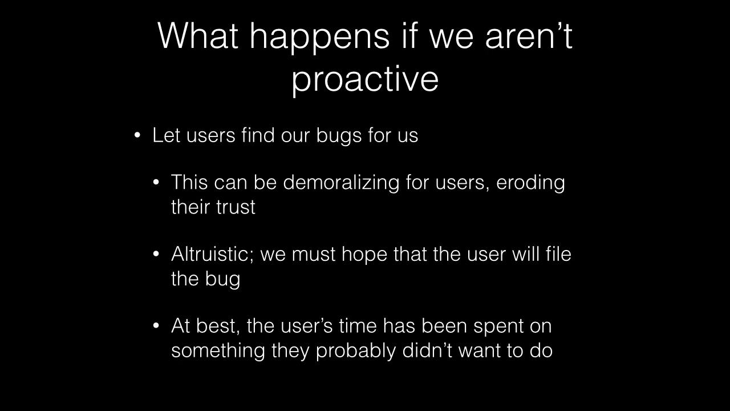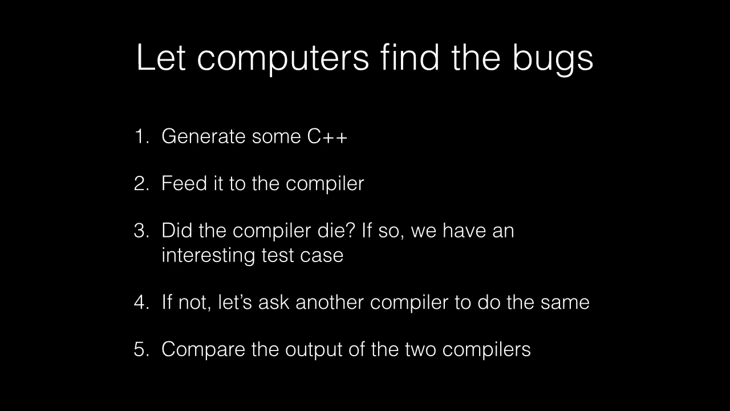So instead, we can try to let the computers find the bugs. I like this approach a lot. And it's conceptually very simple. We just generate some C++ and feed it to the compiler. If the compiler died from eating our C++, then we have an interesting test case. If the compiler lived, let's ask another compiler. And if they disagree about how they feel about the C++, that's interesting.